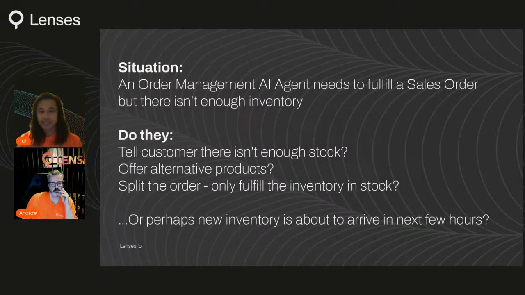So let's think of this situation. Let's say you have an order management AI agent that needs to fulfill a sales order, and it's determined that there isn't enough inventory. Let's say you're B2B sales, and someone has ordered 1,000 computers. You only have about a fraction of those. So there's not enough inventory. What would you do then?